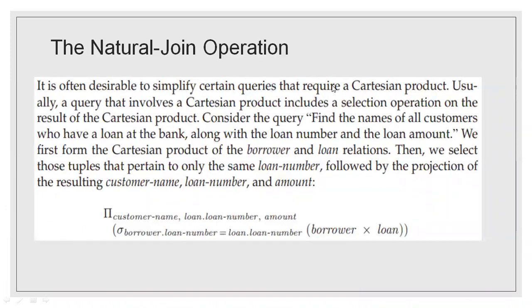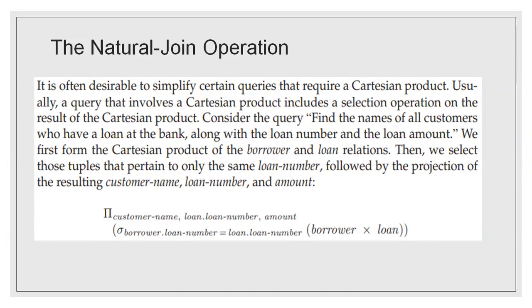The next is the natural join operation. Now you know sometimes some columns are missing. Some information is missing. It is often desirable to simplify certain queries that require Cartesian product. Usually, a query that involves a Cartesian product involves a selection operation on the result of the Cartesian product. Now, let us see the example. Consider the query: find the names of all customers who have a loan at the bank along with the loan number and the loan amount.